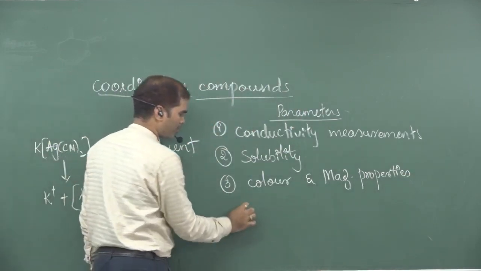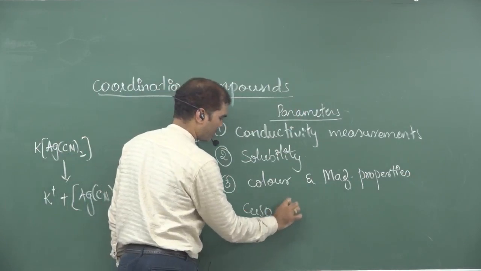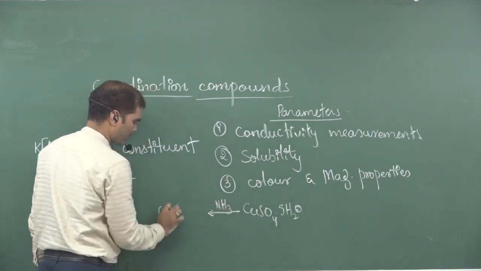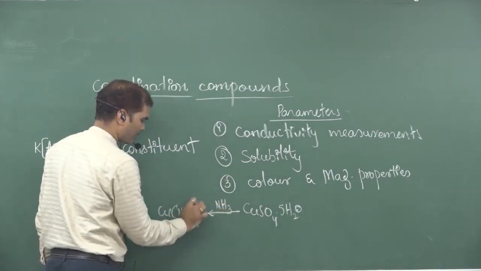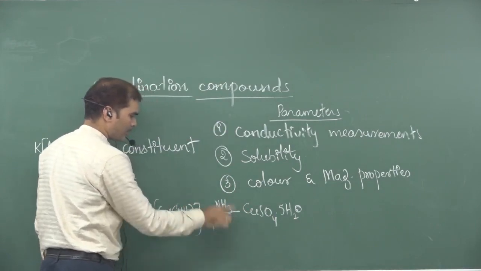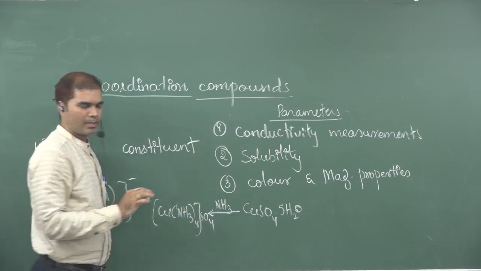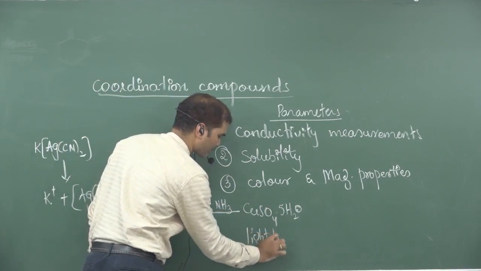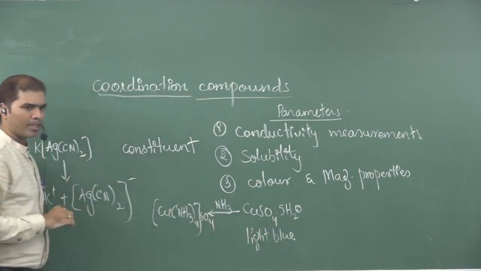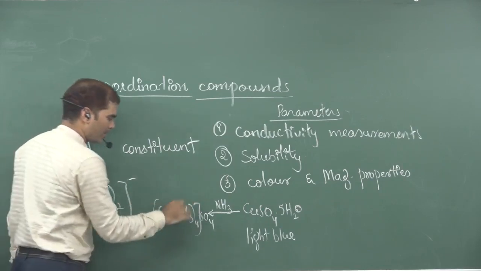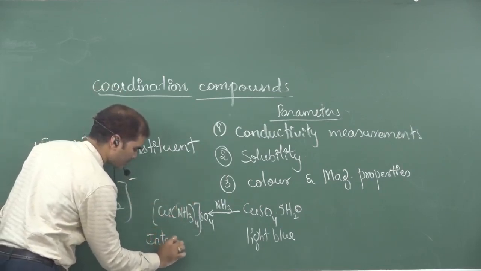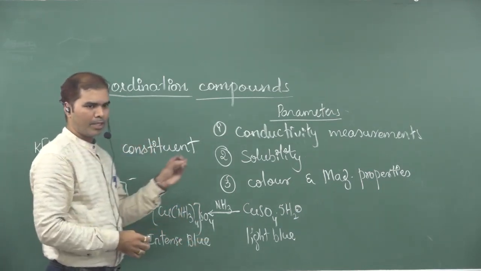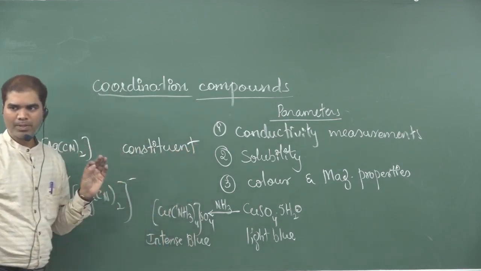Color means simply if I take copper sulfate pentahydrate and add ammonia to it, you will get tetraamine copper sulfate. What is the color of copper sulfate? It is sky blue, light blue. I am just writing it as light blue. But once it forms a complex, suddenly the color will change. The color will be intense blue, a little indigo kind of color, not purely indigo, but blue with an indigo kind of color.